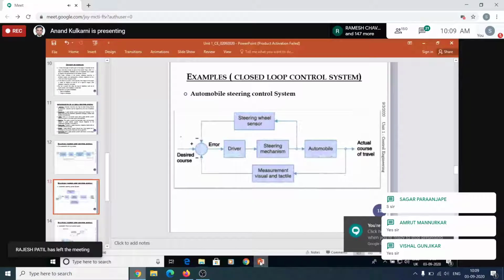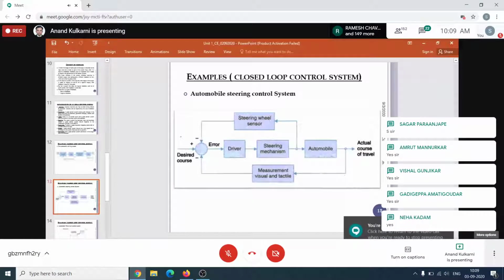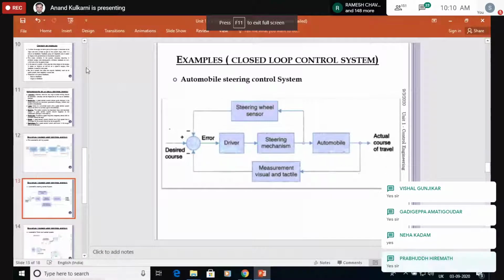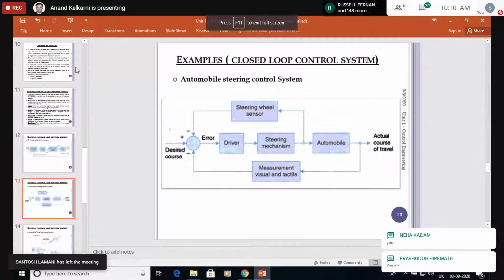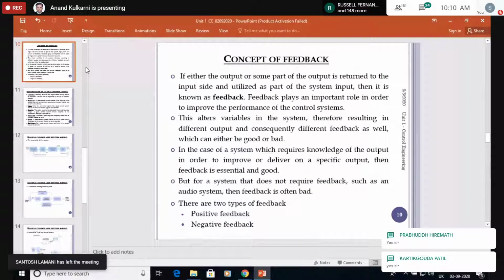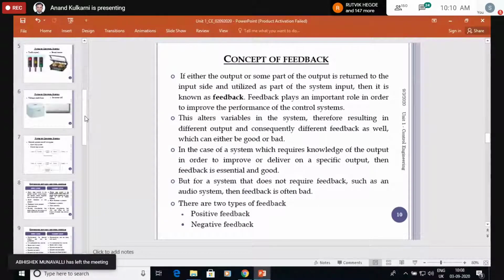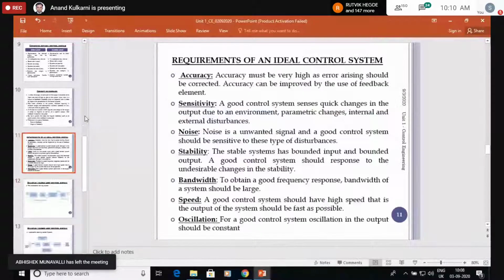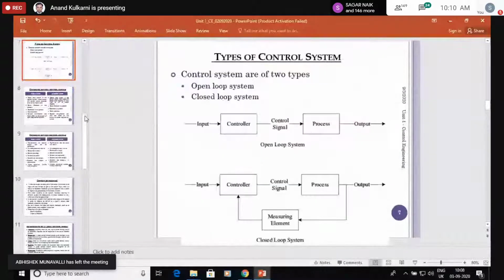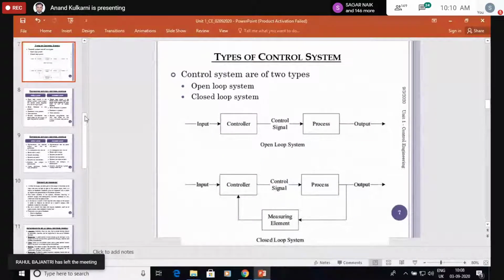So I will repeat. This is an example of a closed loop system. Because I have lost so many things earlier, just in brief, I will go back. This is the slide which you have seen in the previous class. Here you can see the top one is the open loop control system, and the bottom one is the closed loop control system.